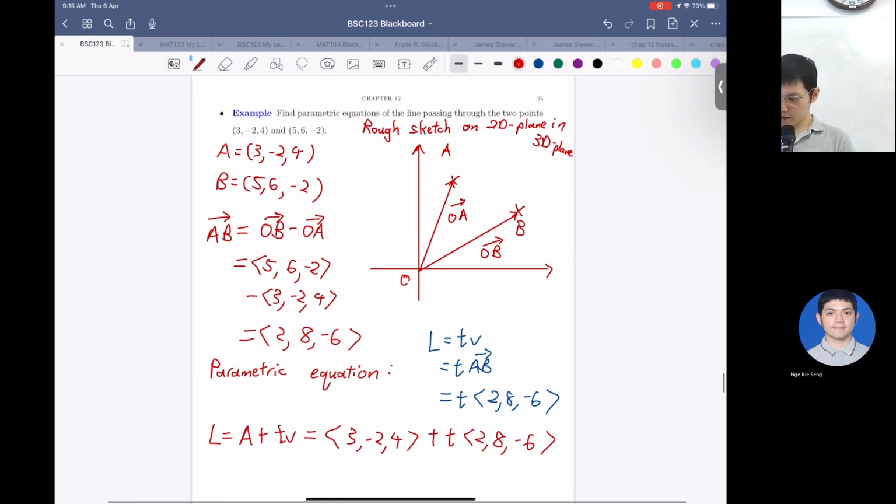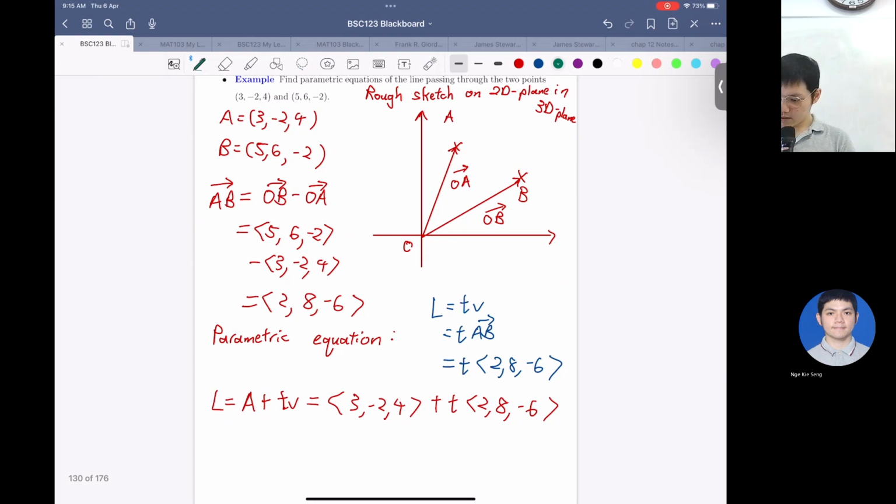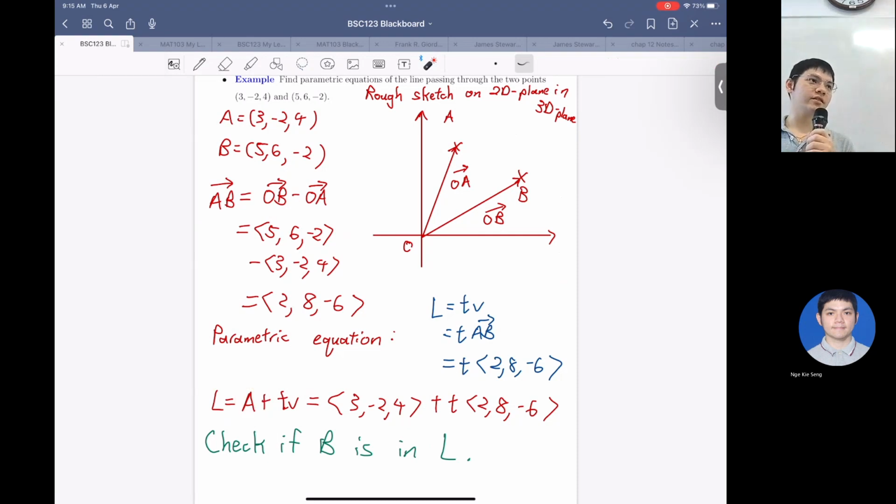Then you should check that actually (5, 6, -2) is also in this line. So I ask you to check if B is in. Another thing you can do is, if I change this to B instead, does it work? Try it. They all should work. This is exactly what we mentioned at the first, before we started the line. We have 2 points joining a line, and now we just use 1 point and 1 vector to make our line equation.